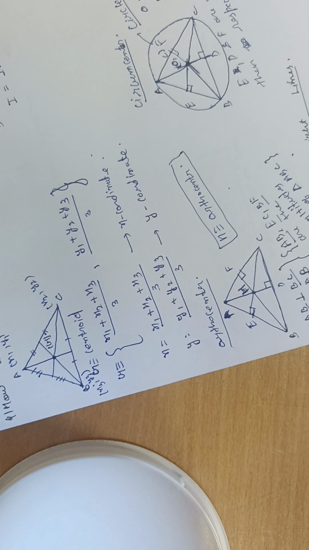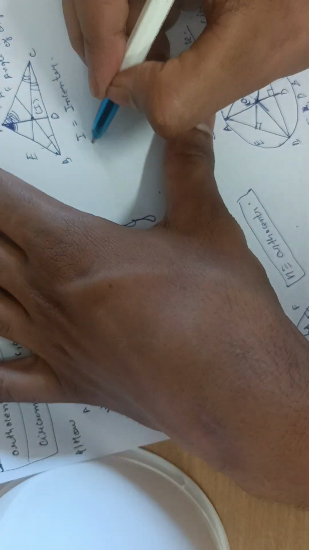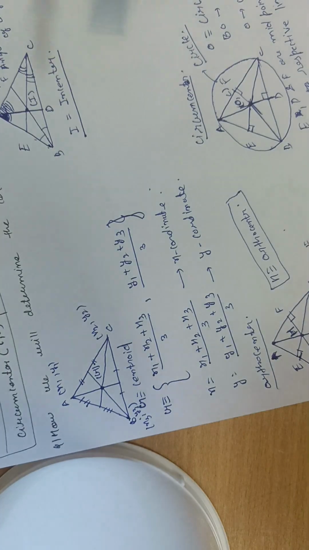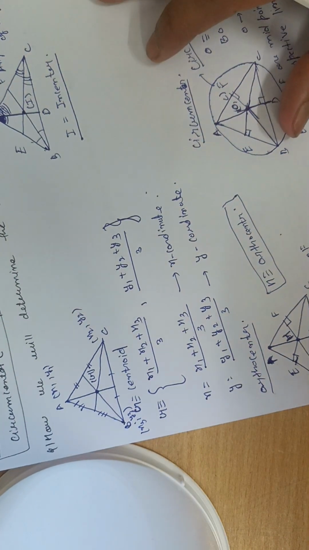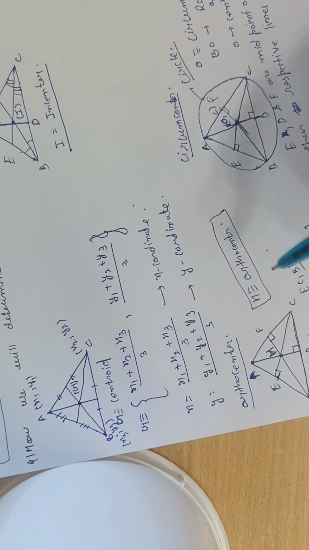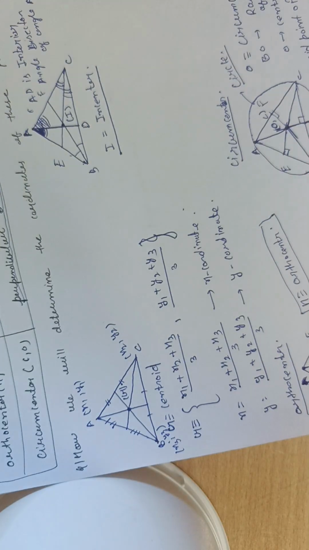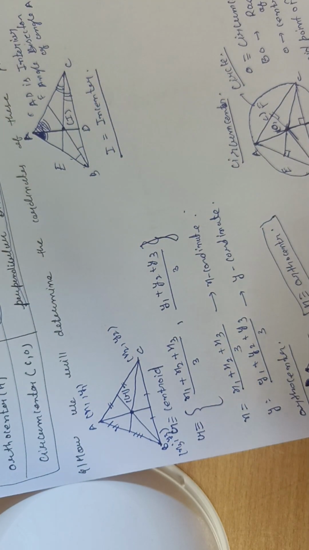If I am talking about how we can determine the incenter or the circumcenter, first we will see the incenter, and then the circumcenter and orthocenter we will also see. Both are quite lengthy, not lengthy, but we do not have a direct formula to determine the circumcenter and the orthocenter, but we have a direct formula to determine the incenter and the centroid. We already saw how we can determine the coordinate of a centroid. Now we will see how we can determine the coordinate of the incenter.